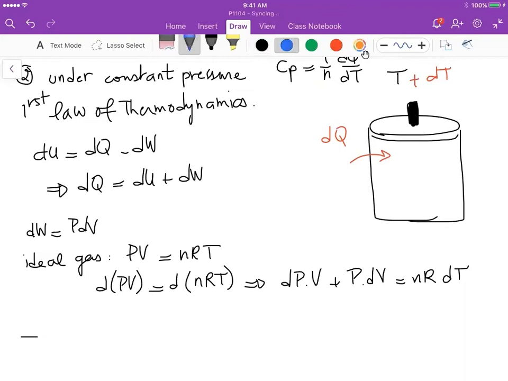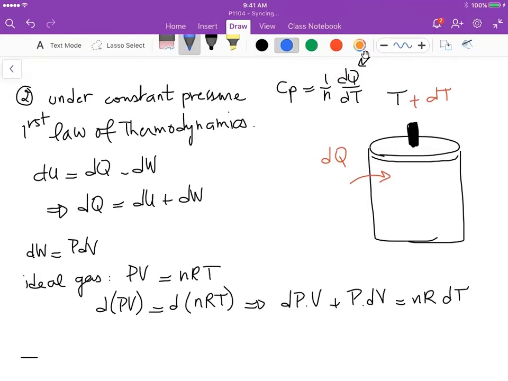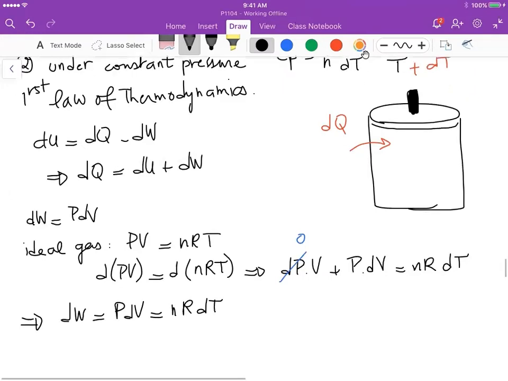طيب بما انه هون احنا عم نشتغل under constant pressure، يعني there is no variation of the pressure, which means that this factor is simply zero, and so we only end up with PdV equals nR dT, and so we can conclude that finally انه dW اللي شبناها قبل شوي اللي هي equal to PdV by definition, in this case it's given by n times R multiplied by dT. So we know what is dW.